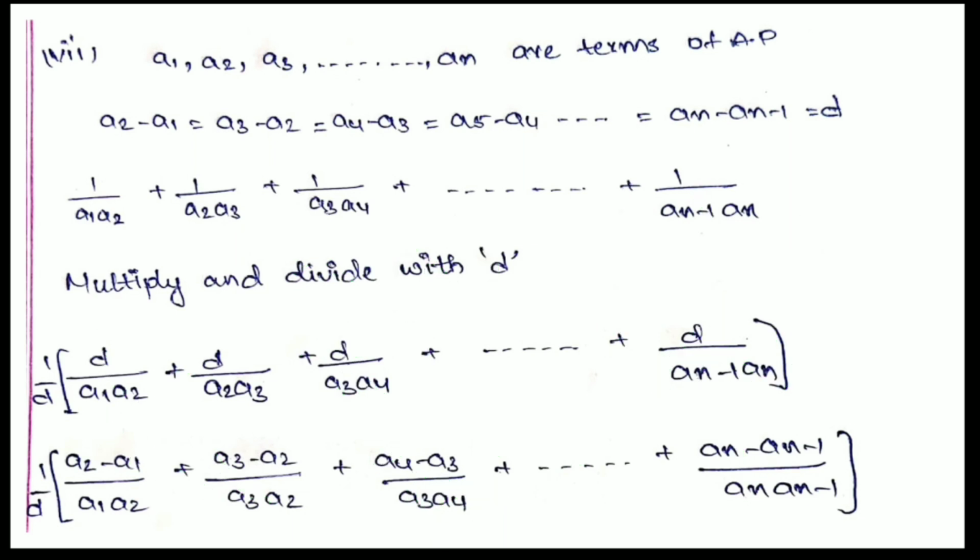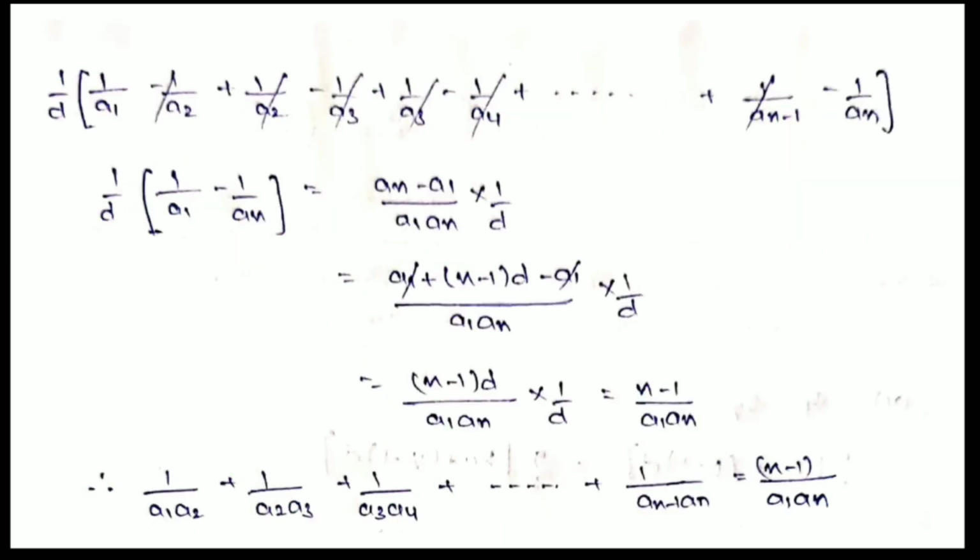Similarly, the second one is 1/a2 − 1/a3, and the final one is 1/a(n−1) − 1/an. All these get cancelled now, and 1/a1 and 1/an remain. That is 1/d into (an − a1)/(a1 an).